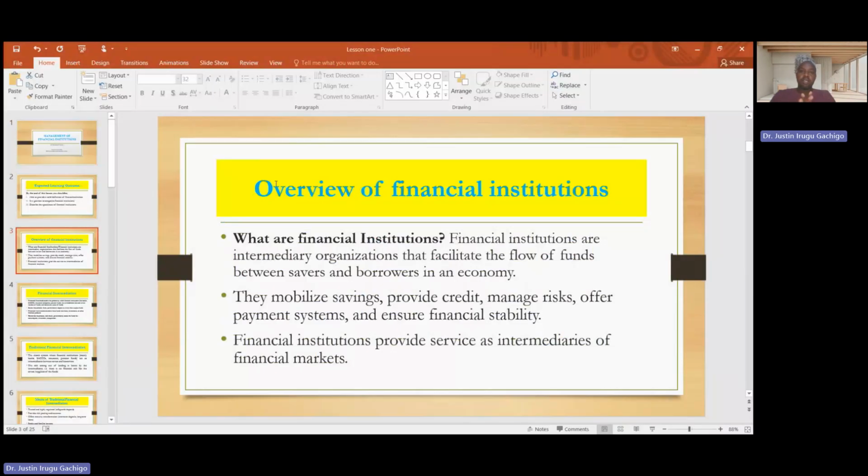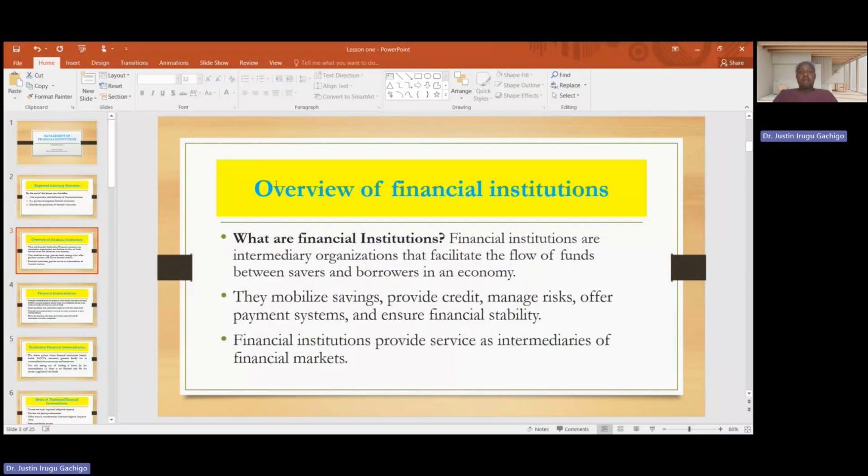If you take money to a bank, you are a saver. If you borrow money from a bank or a financial institution, you are a borrower. Now, these financial institutions mobilize savings, provide credit, manage risk, offer payment systems, and ensure financial stability. So remember the concept of mopping up excess liquidity from the economy, from those who have excess, and then giving to those who don't have. That is how the bank manages to balance or to ensure stability in the economy.